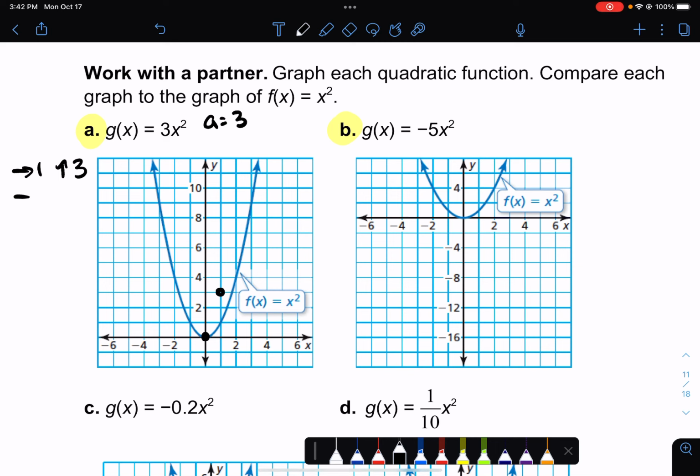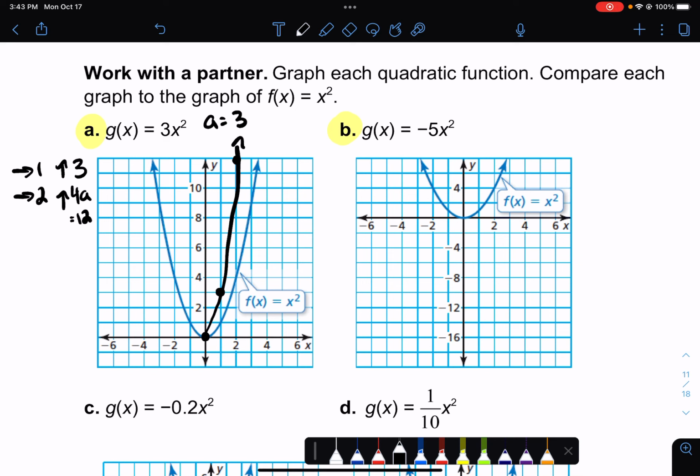My next point is going to go over 2, and it's going to go up. Remember, this one needs to go up 4 times a, which is actually 12. So I'm going to go over 2, and I'm going to go up 12, which is clear up here, barely on my graph at all. So when I connect these, it always tries to draw a line when I do this one. This one is so steep, it's hard to get it to draw the curve.